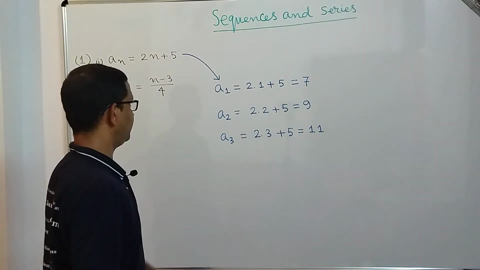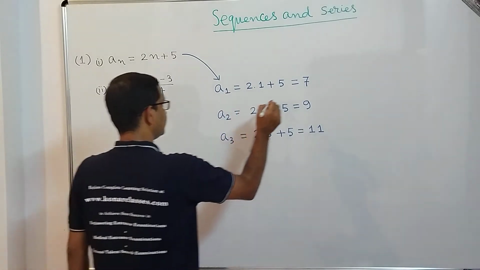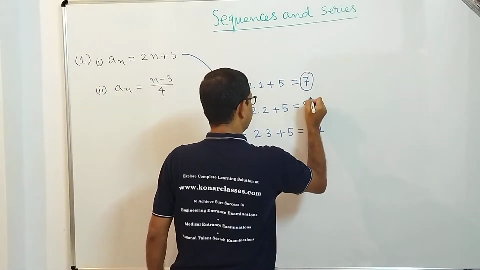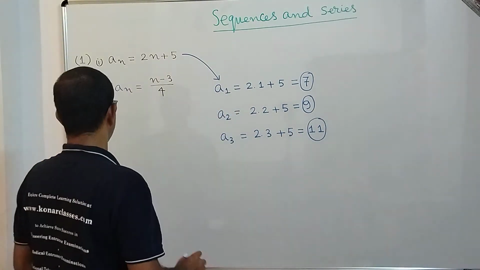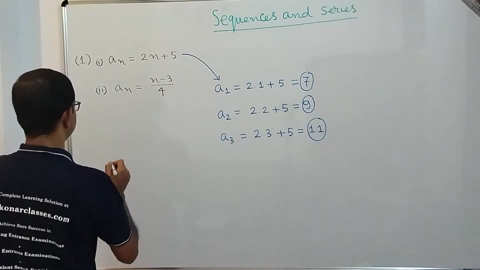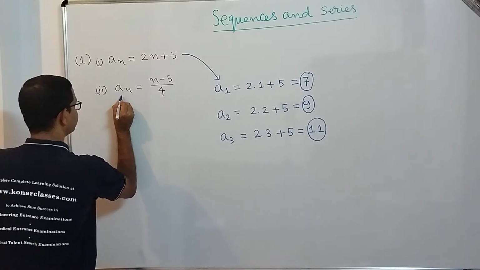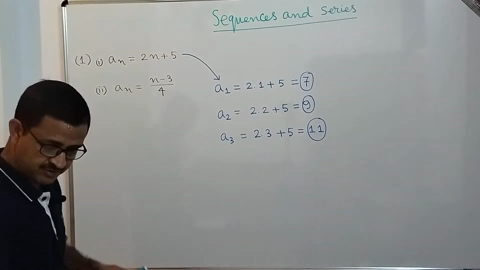So what are the terms we are getting? 7, 9 and 11, the first three terms. Now let's look into the second one, an equal to (n minus 3) by 4. Let me use a different color.